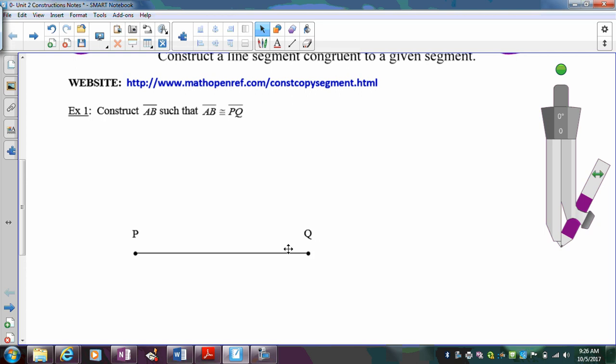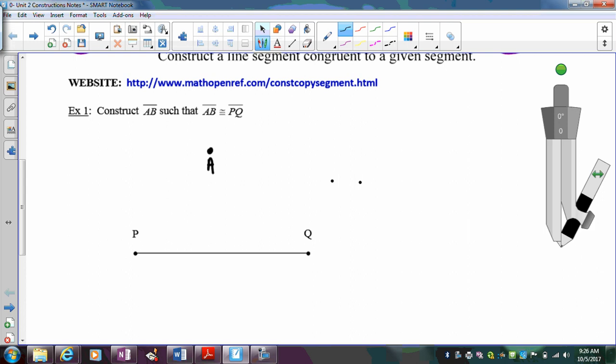Now remember, you're not going to take your ruler and measure and say, oh, this is 3 inches or this is 10 centimeters. You're going to use your ruler as a straight edge, and your compass is going to do the measuring. The first thing you need to do is figure out where you want to place your new segment. This is up to you. Unless it specifies in the problem, you can decide where you want the segment to go. So I'm going to make my new segment start right here. I'm going to call this point A. I need to make AB so that it's the same length as PQ.